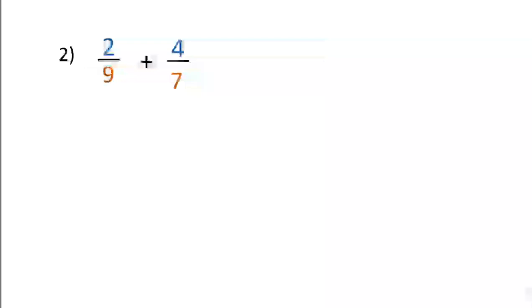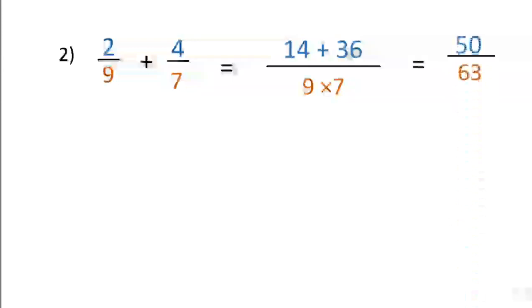Then second question, 2 by 9 plus 4 by 7. Cross multiply because these are different denominators. 7 into 2 is 14 plus 9 into 4 is 36, divided by 9 into 7. 14 plus 36 is 50 by 63. 50 by 63.